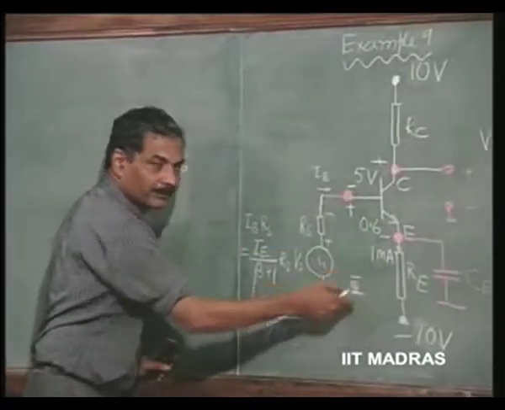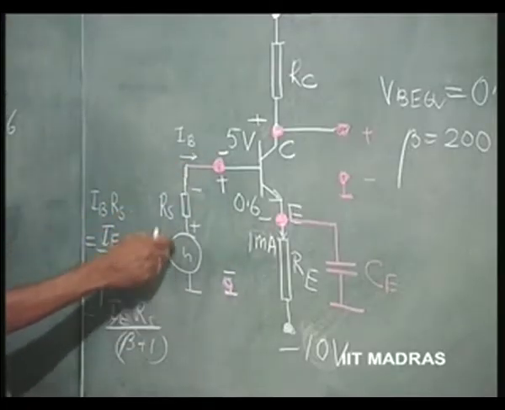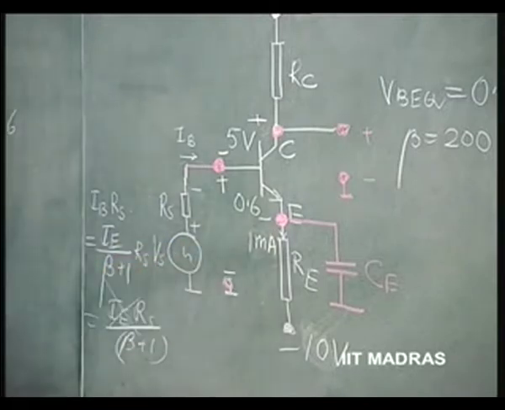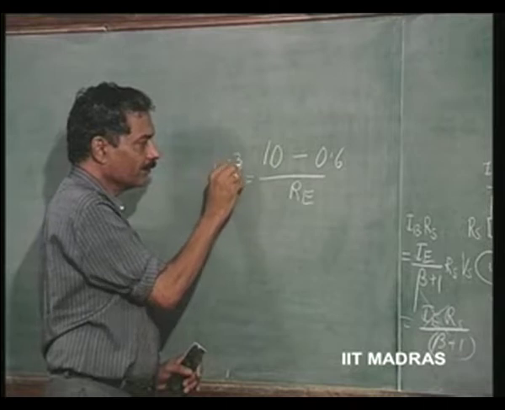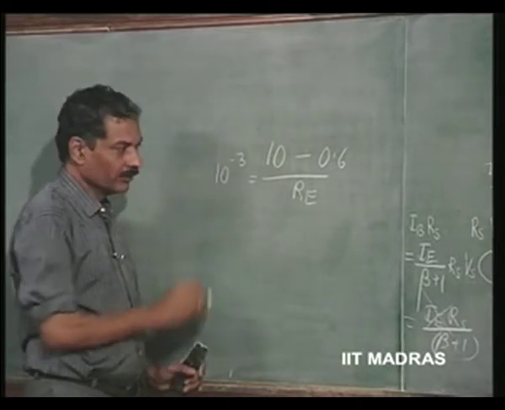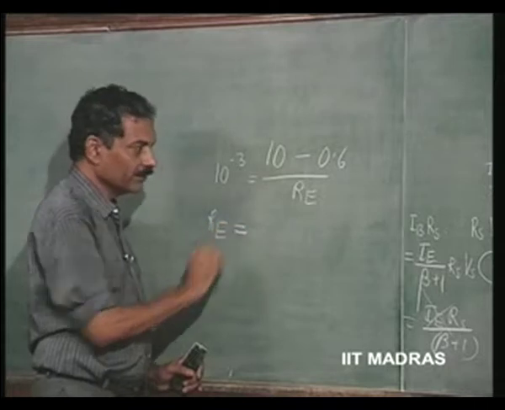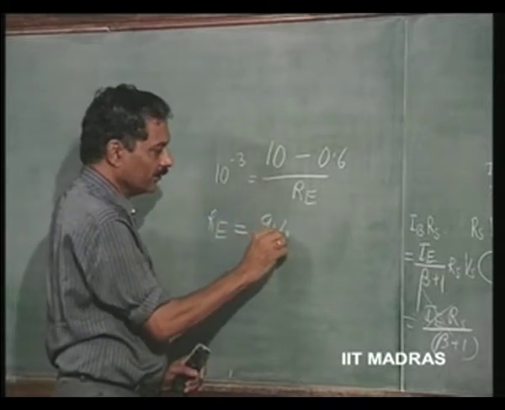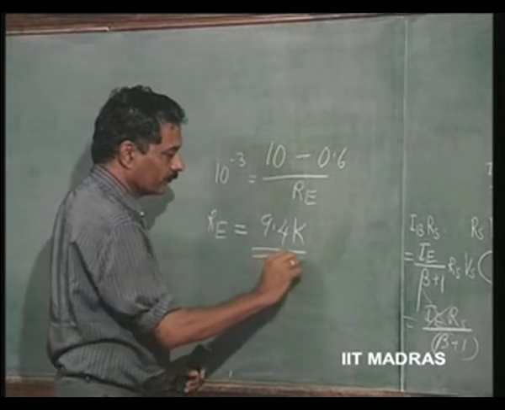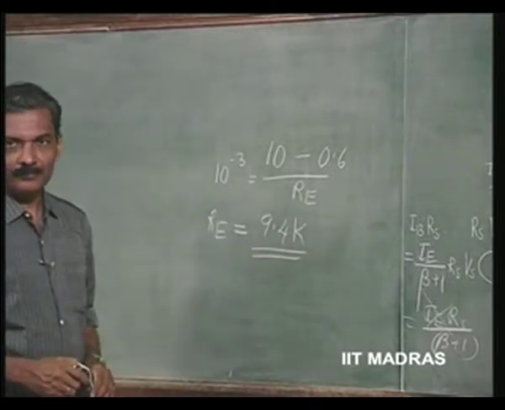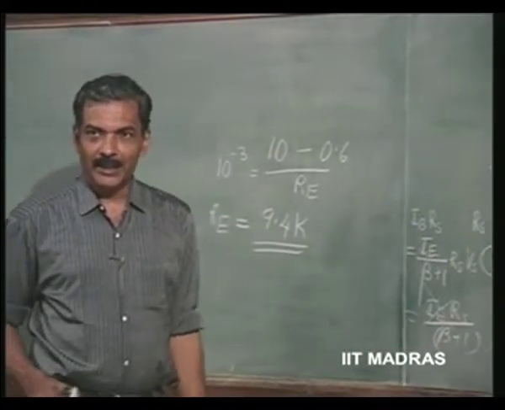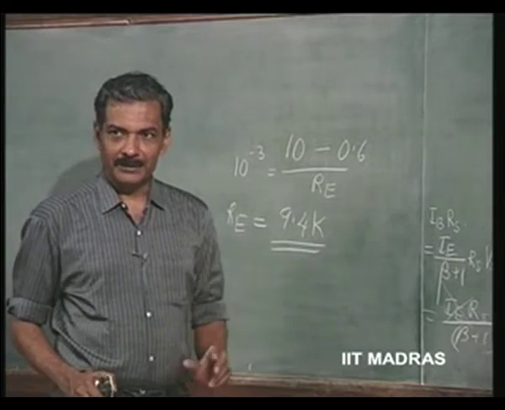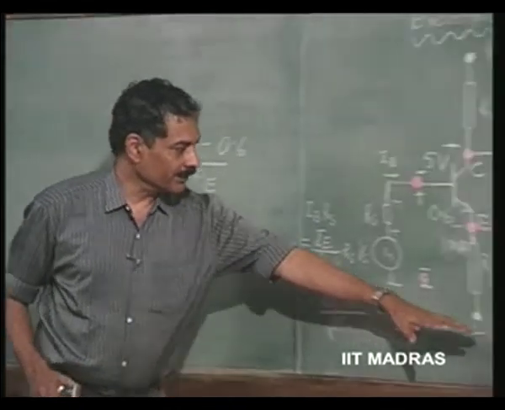So, in this loop, the DC drop, the AC signal is 0. So, the DC drop, the quiescent drop when the signal is not there, is 10 minus 0.6 divided by RE, that is to be made equal to 1 milliampere. So, RE equals 9.4 kilo ohms. So, RE has been now fixed to make the IEQ equal to 1 milliampere, given this voltage is 10 volts.